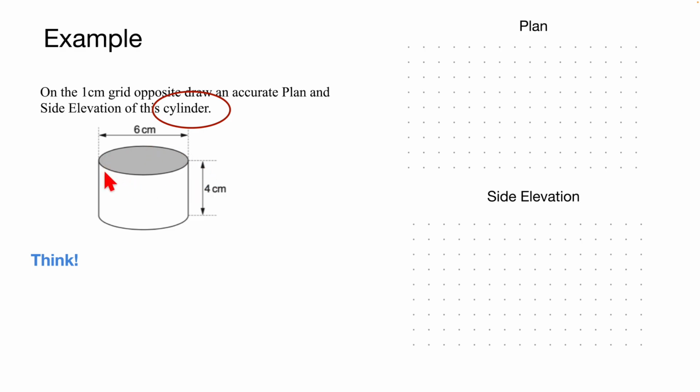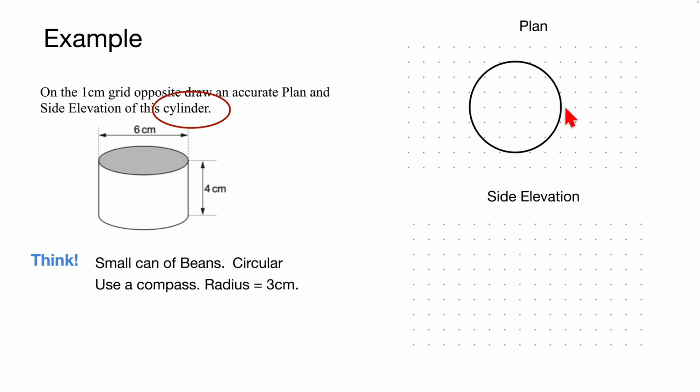So my key technique for this is to try and imagine what this is in the real world. And for me, this is a small can of beans. And then you get a feel for what it will look like in a plan and a side elevation. We know that it's circular, for example. We know we're going to use a compass, and we know the radius is going to be 3 because that's 6, so the radius is 3. So we draw our circle, plonk in the compass here with a radius of 3, draw a circle just going through these dots here.